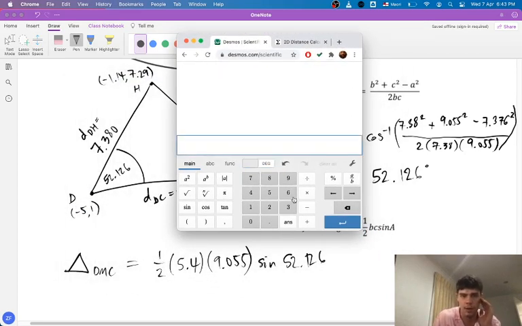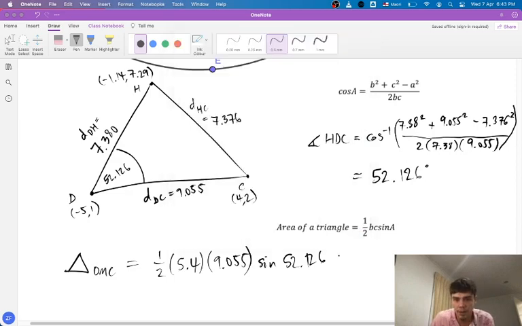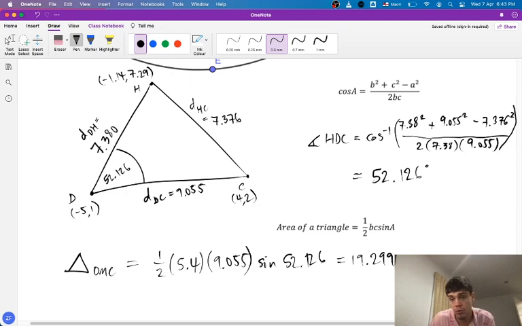So we'll clear that. So to do this, half is sometimes better expressed as 0.5. Matter of opinion. So we're going to go 0.5 times 5.4 times 9.055, and then sine 52.126. We'll close that off, and it's 19.299. And you're going to have to do units squared, because it's an area that we're finding.